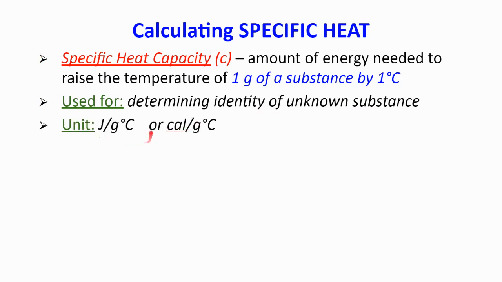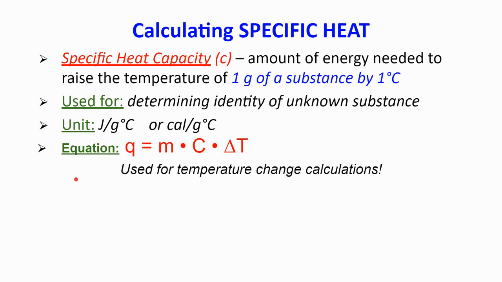Once again, here are the units, and we're gonna use these units for the most part every time, joules per gram degrees Celsius, to make life easier for us. And this is the equation. So lately, in the last couple slides, I've been talking about this c, this specific heat right here.